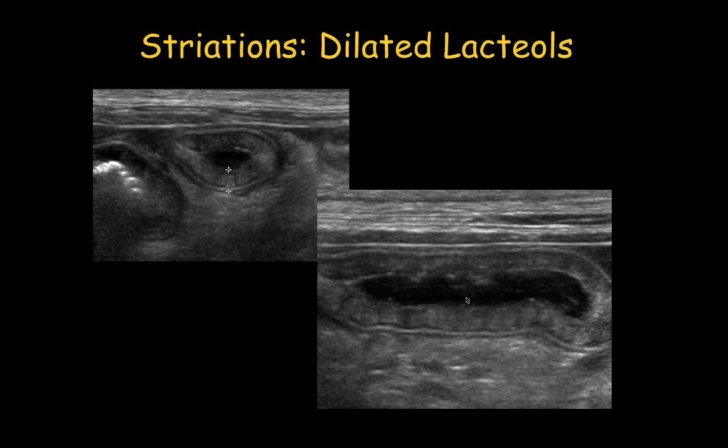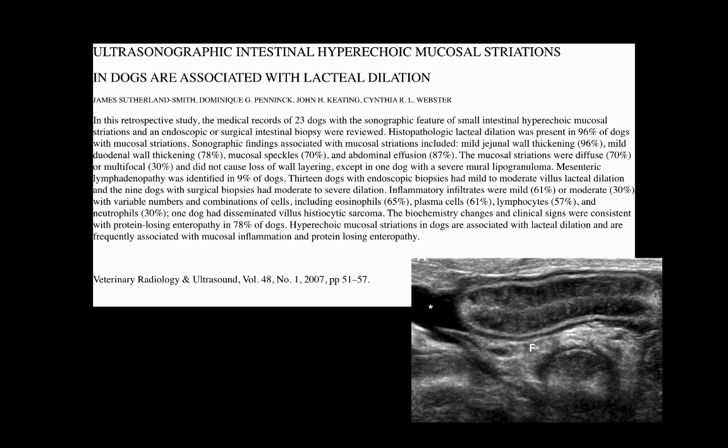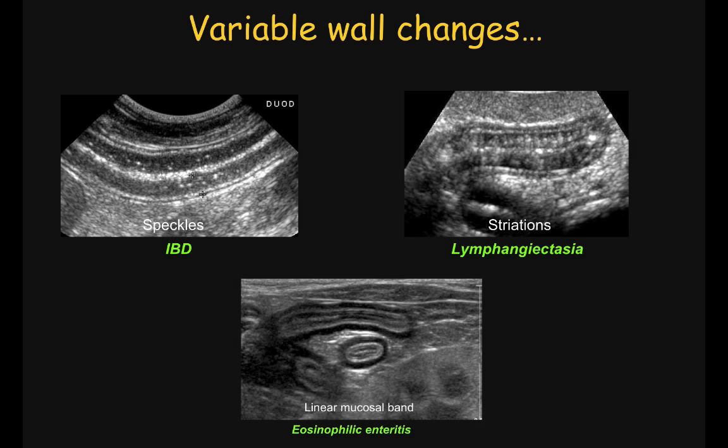This striation, this hyperechoic striation, is actually dilated lacteals, and that has been documented in the literature. This feature of hyperechoic striation is frequently associated with some degree of mucosal inflammation and protein-losing enteropathy. But you can also have a mixture or combination of all these different types of wall alteration.